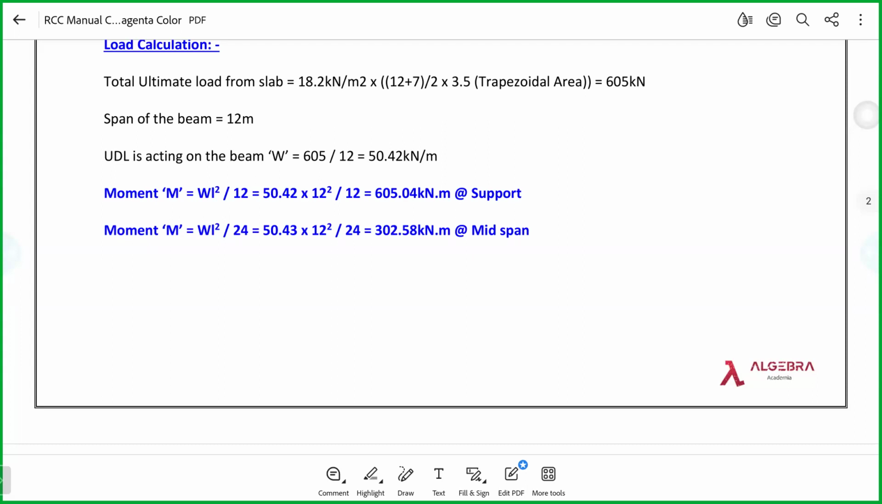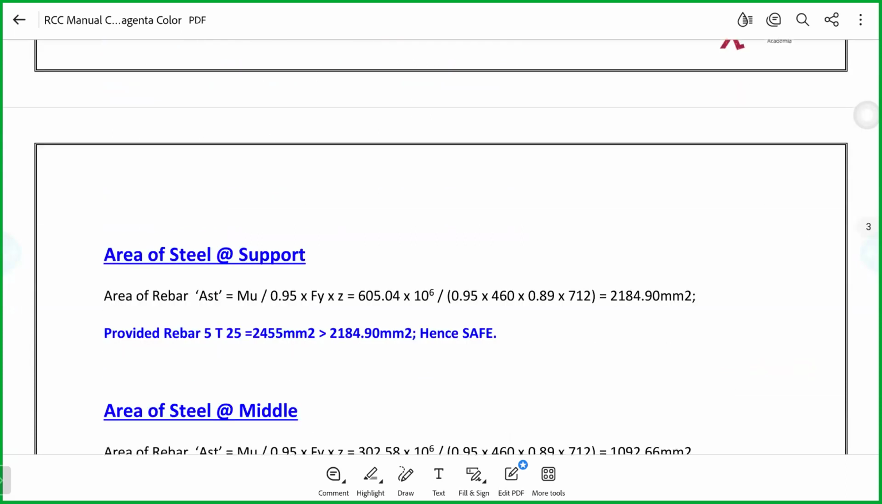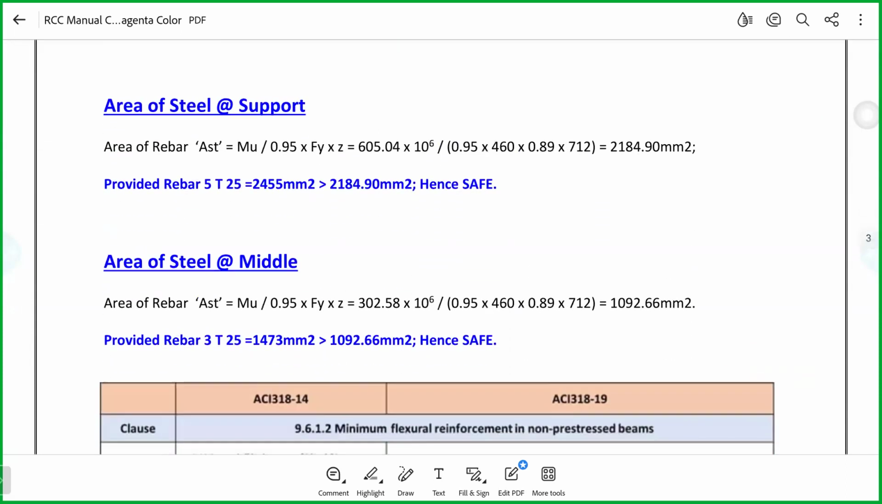So the moment is what? There are two moments which we have discussed already: WL square by 12 and WL square by 24. Substituting the values, you get 605 kilonewton-meter and 302 kilonewton-meter, the support being the negative moment and the span the positive moment. Area of the steel is the same equation, only substituting the moment value, and you are going to get 2184.9 millimeter square.